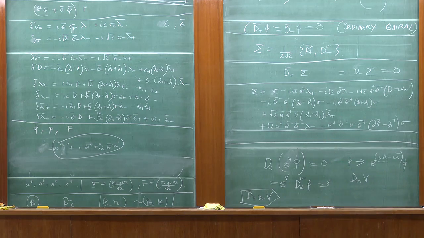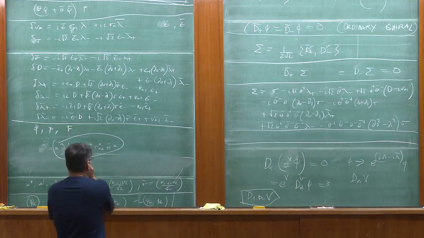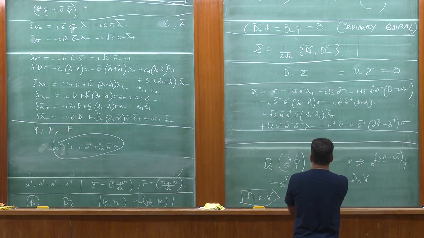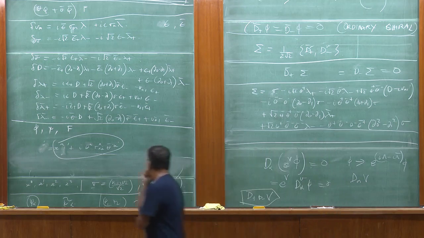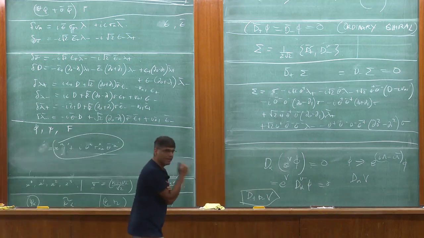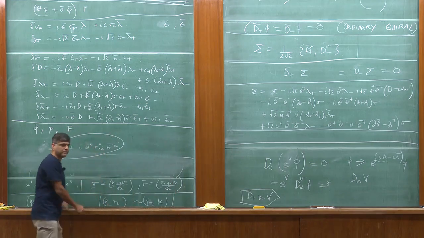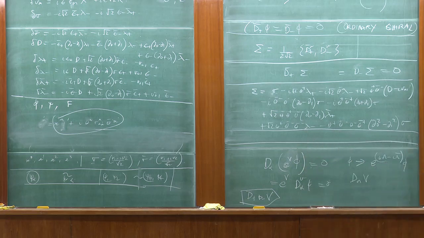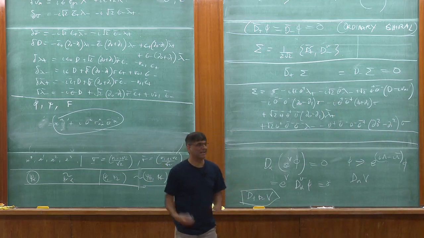Also, y should have only 0 and 3 space-time components? Yes, I think you're right. Everything here is just 0 and 3, because everything here is a function only of x0 and x3. So instead of x0 and x3, we make it a function of y0 and y3, and then that will eat up the rest. Okay, excellent. So this is what twisted chiral superfields are, and the field strength here is a twisted chiral superfield.